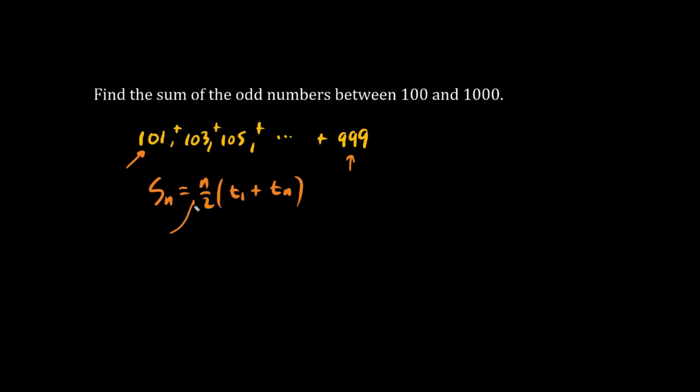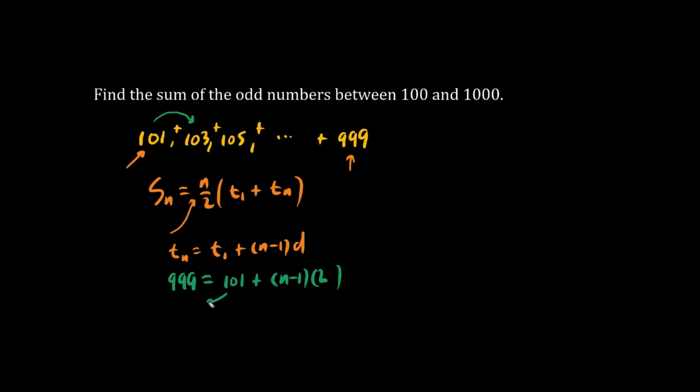We have t1 here, and we have tn here, the first and last numbers. But we don't know what n is, so let's use the other formula. tn equals t1 plus (n minus 1)d. The last term is 999 equals the first term, which is 101, plus (n minus 1)d, which is positive 2. We keep increasing by 2.